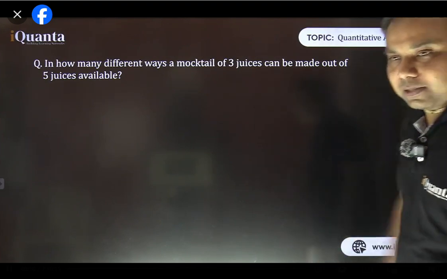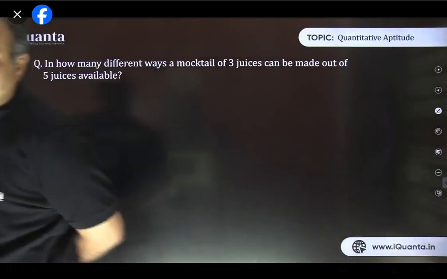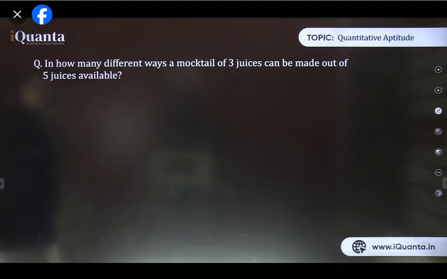Here's the next question. Please answer fast. It's up to you now. If you wish to use any formula, or you can directly solve it. Please answer. In how many different ways can a mocktail of 3 juices be made out of 5 juices available?